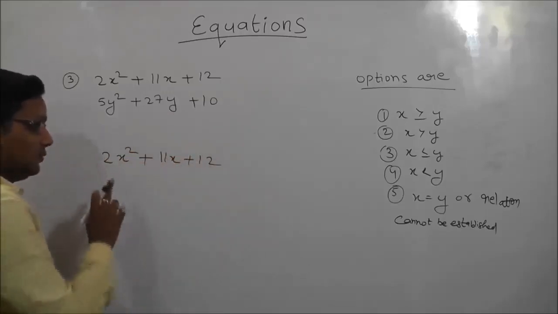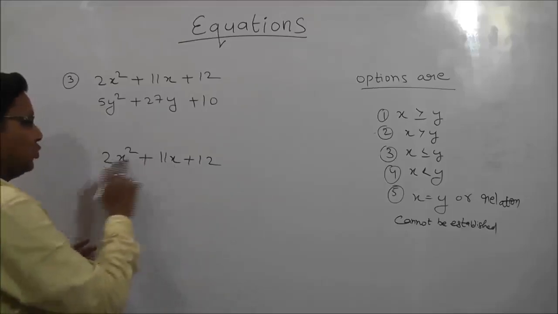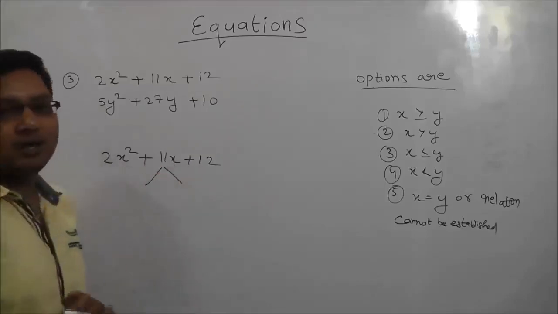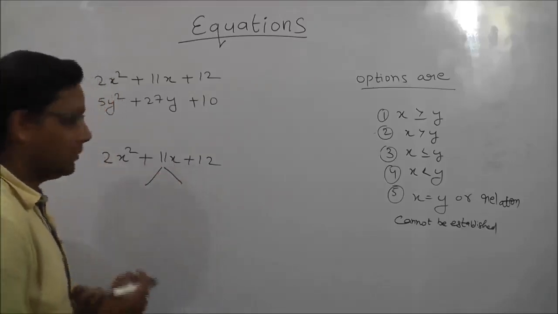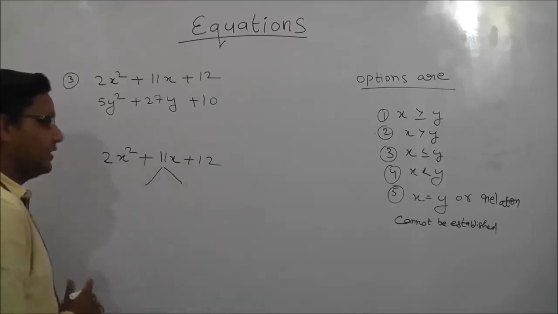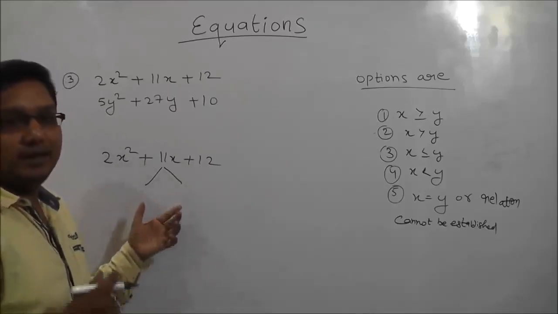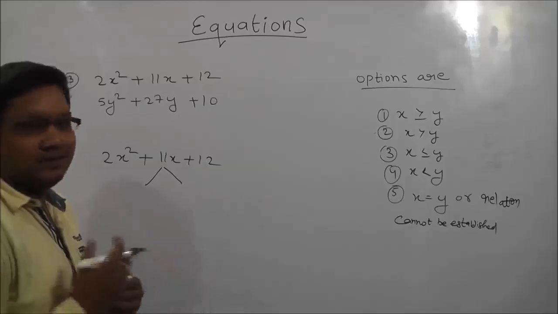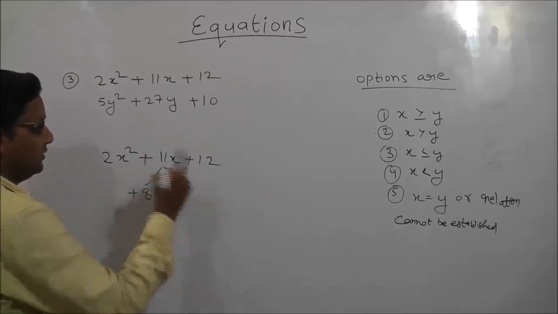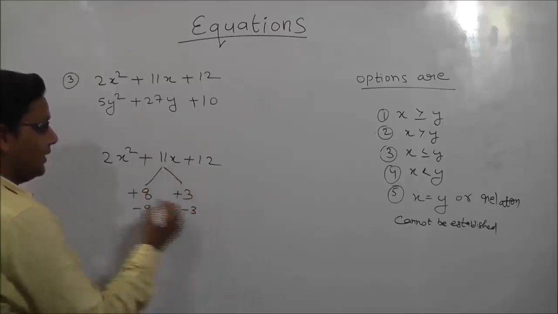We have to divide 11x so that the multiplication is 2 into 12, that is 24. How can 11 be divided? It can be divided in the form of 8 and 3, since 8 into 3 is 24. So plus 8 and plus 3, and the opposite sign of that is minus 8 and minus 3.